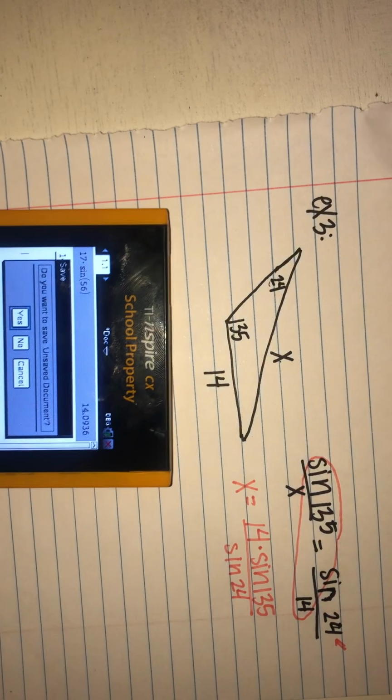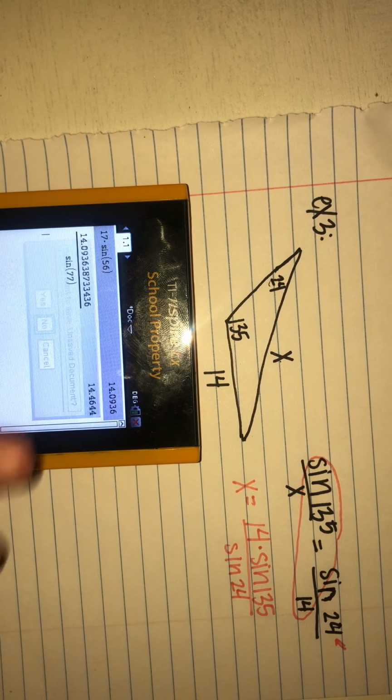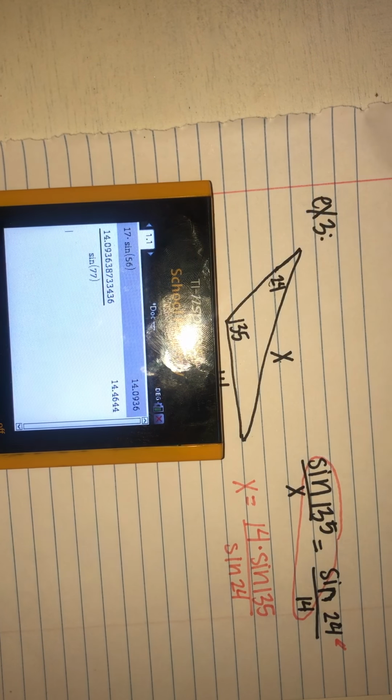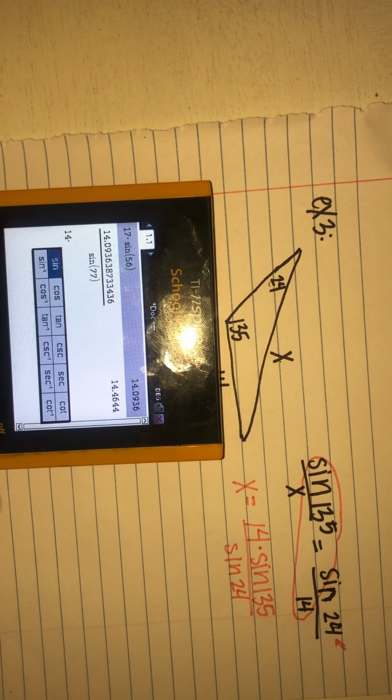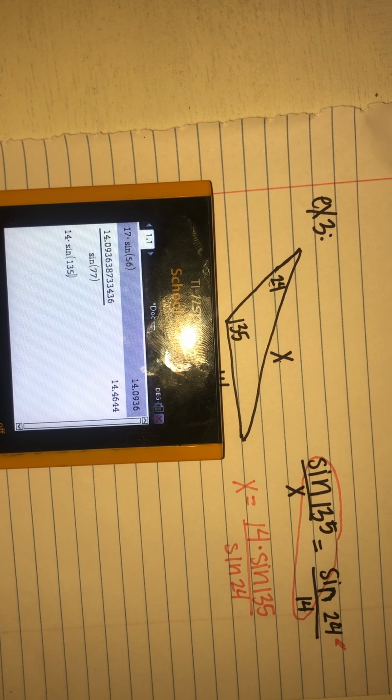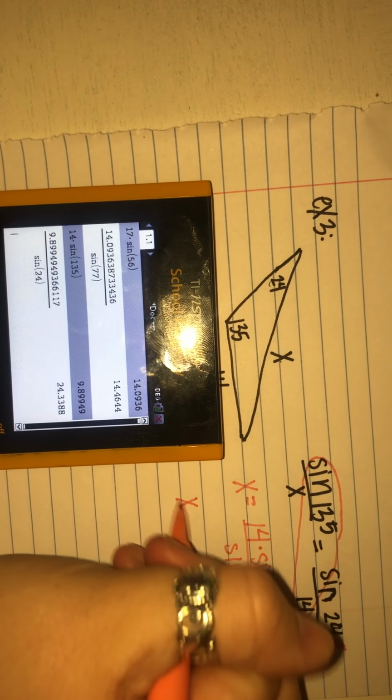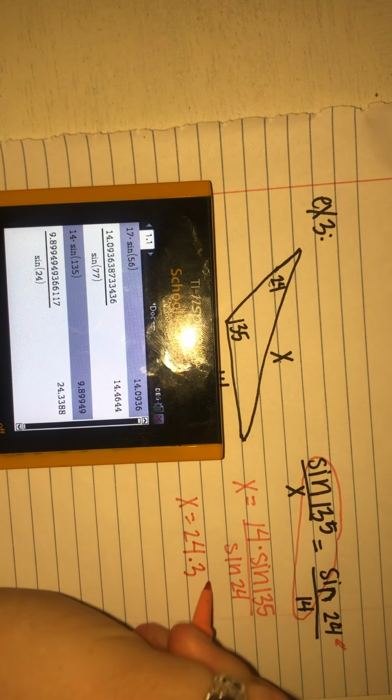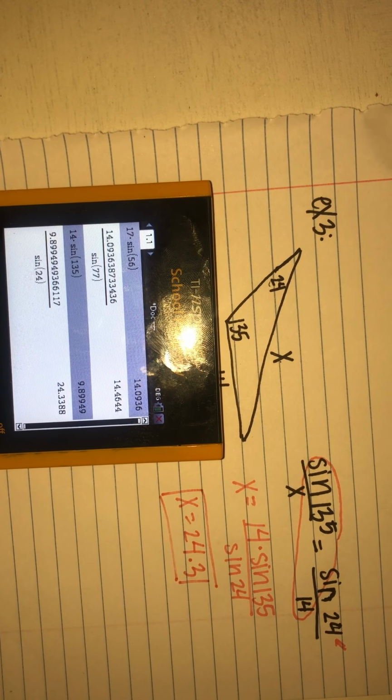So 14 times sine of 135 divided by sine of 24 is 24.3. And that is how you find the side of a triangle that's not a right triangle using the law of sines.